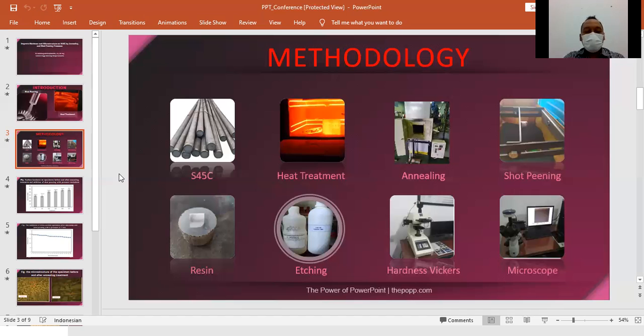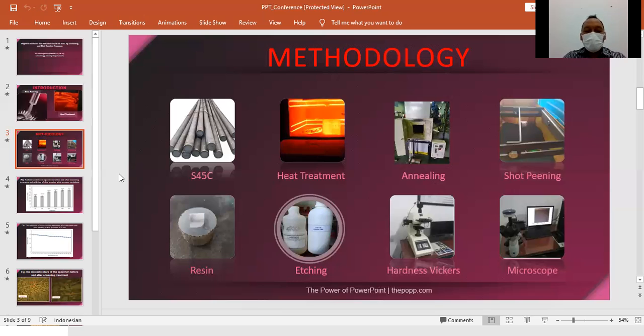And then hardness testing is used to test surface hardness. The surface hardness test we carried out using the ASTM E92 standard with a load of 9.8 Newton. And then microstructure testing was carried out to determine the microstructure of the specimen.